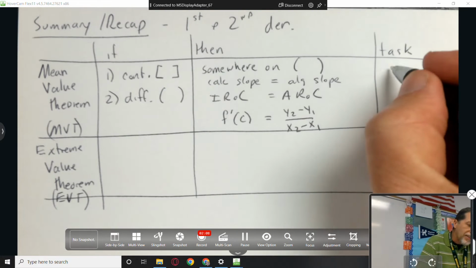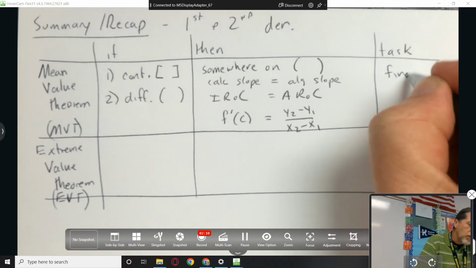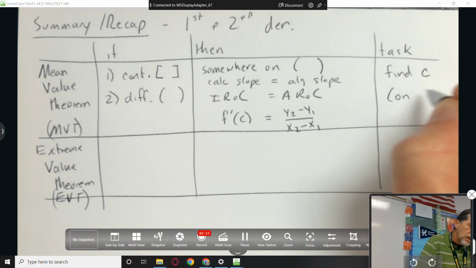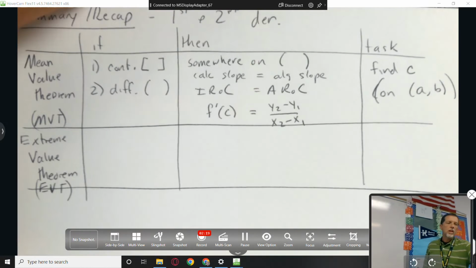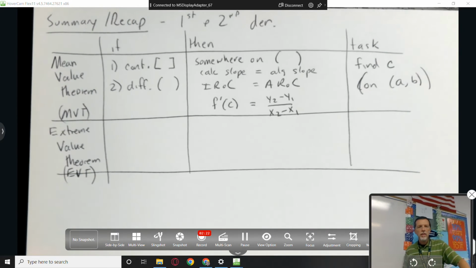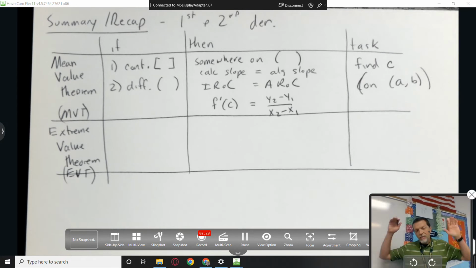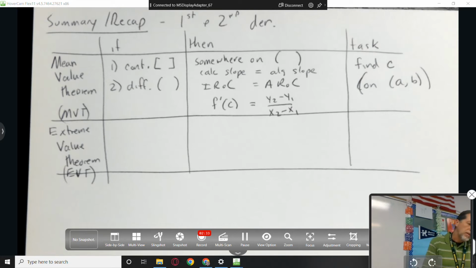And the task, what they will usually ask you to do, is to find c and then make sure it's on (a, b). Again, you have to exclude the endpoints, and that was the trick on one of the quiz questions, I think. So algebra slope equals the instantaneous slope somewhere.